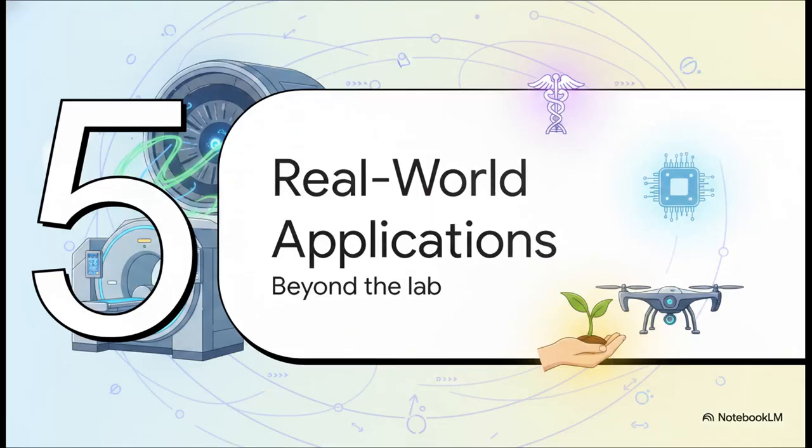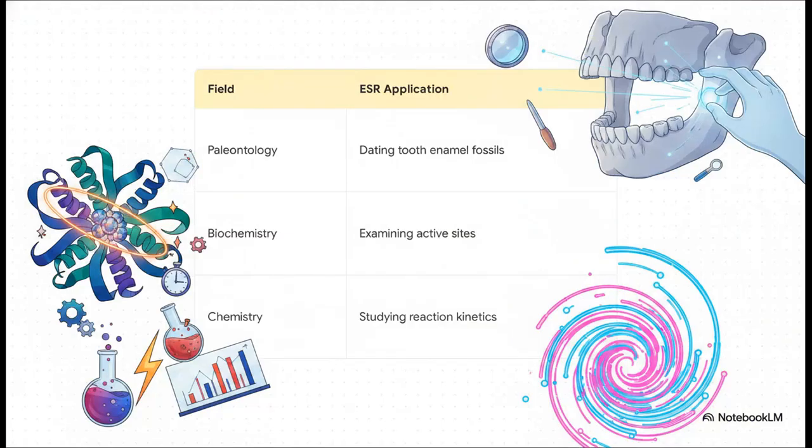So let's wrap things up with Section 5, Real-World Scientific Applications. How does this highly specific quantum tool solve macroscopic, real-world problems outside the lab? The applications are just breathtakingly diverse. In biochemistry, we use it to examine the active sites of metal proteins. In physical chemistry, it's vital for studying rapid oxidation and reduction kinetics.